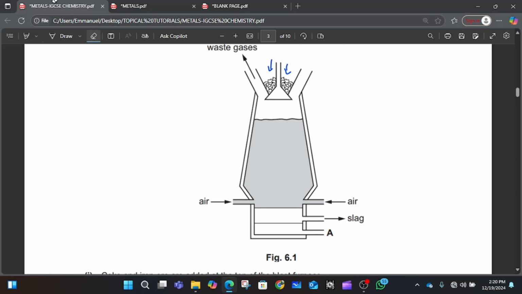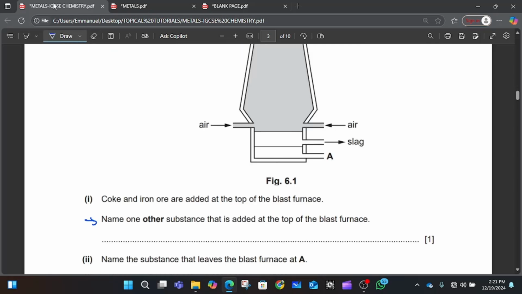entering the blast furnace. Name one other substance that is added to the top of the blast furnace. Aside from coke and iron ore, which is the same as hematite, limestone is also added to the blast furnace. So limestone is also called calcium carbonate.